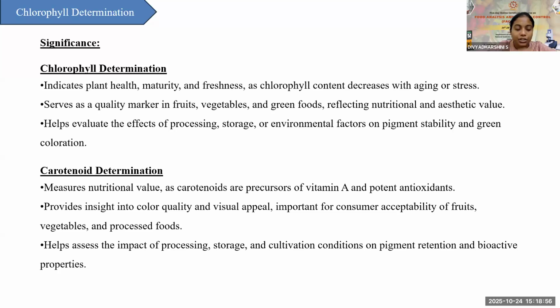Now carotenoid determination. Carotenoids measure the nutritional value, as carotenoid is a precursor for vitamin A and a potent antioxidant. It provides insights into the color quality, visual appeal, and consumer acceptability of fruits, vegetables, and processed foods. It helps assess the impact of storage, processing, and cultivation conditions depending upon the pigment retention, green coloration, and bioactive potential. So I will be showing the video for chlorophyll and carotenoid determination.